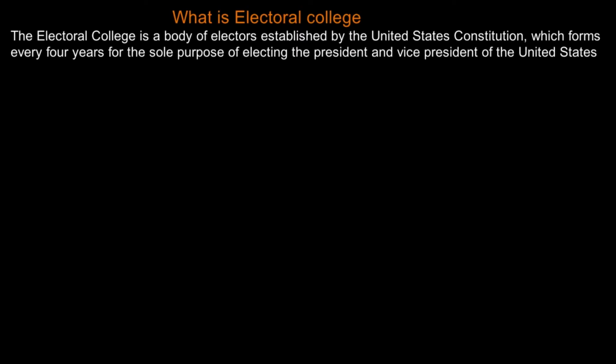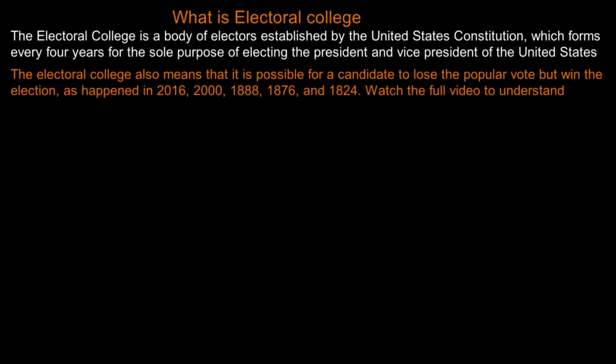What is the Electoral College? The Electoral College is a body of electors established by the United States Constitution, which forms every 4 years for the sole purpose of electing the President and Vice President of the United States. The Electoral College also means that it is possible for a candidate to lose the popular vote but win the election, as happened in 2016, 2000, 1888, 1876, and 1824. You will understand it better when you watch the full video.